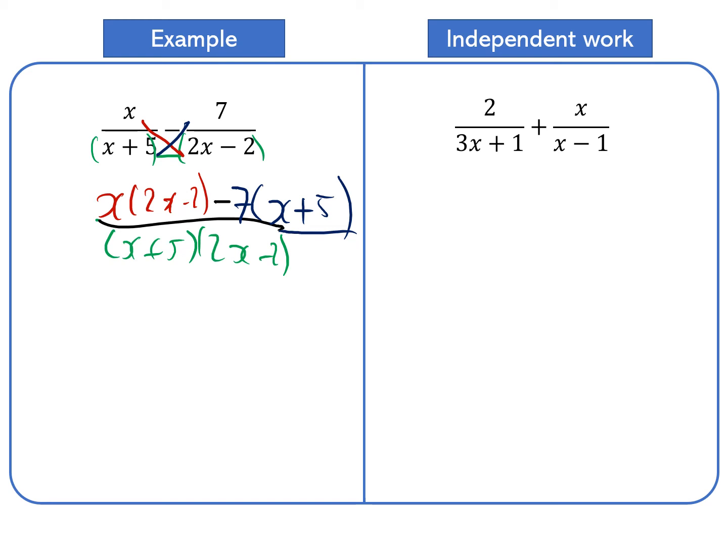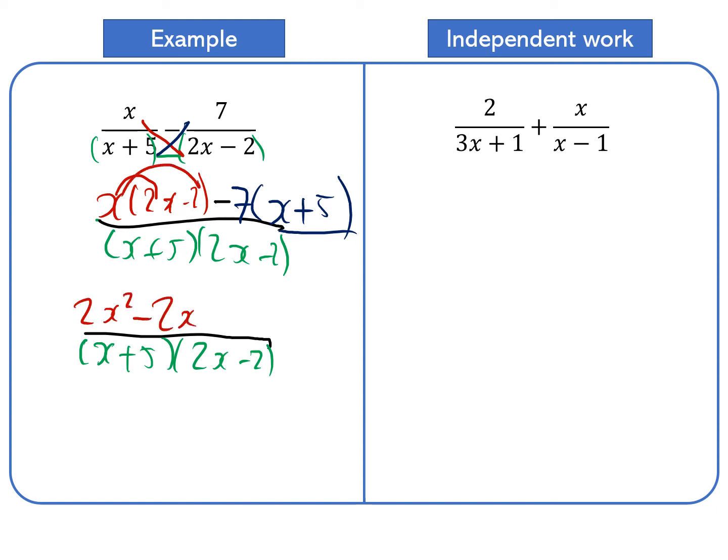We then can multiply that out and then simplify. So let's just write that down again. x plus 5, 2x minus 2. So we've got x times 2x is 2x squared. x times minus 2 is minus 2x. 7 times x is 7x, and we've got a negative, positive, negative, make a negative. 7 times 5 is 35, positive, negative, make a negative.